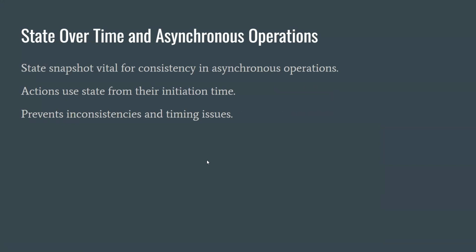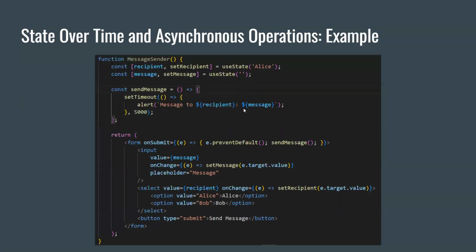State over time and asynchronous operations. In asynchronous operations, understanding state as a snapshot is really important. When you initiate an action based on the current state, and then the state changes before the action completes, React ensures the action uses the state from when it started. This prevents any timing issues and inconsistencies. It provides a predictable foundation for our application logic, and it highlights the importance of managing state thoughtfully, especially in complex applications with numerous asynchronous tasks.